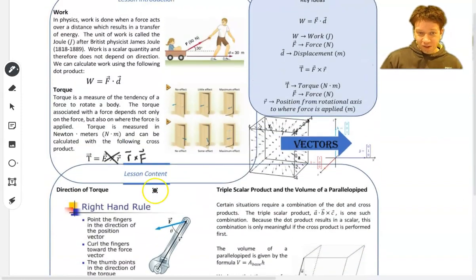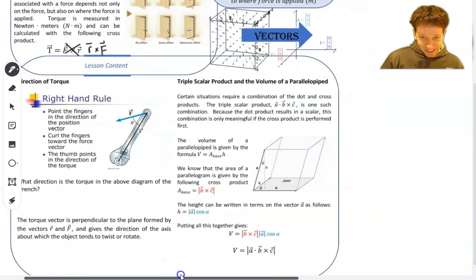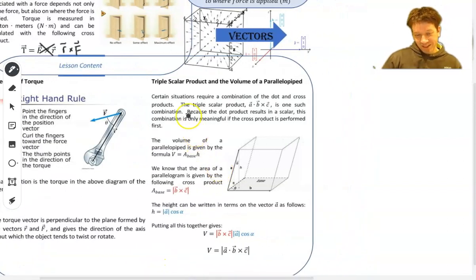Okay, so those are the two examples that we're going to go over for the dot product for work and for torque for our cross product. And we'll do some examples, but before we do that, I want to sort of expand on what we did yesterday. So yesterday we used the cross product to determine the area of a parallelogram. Well, now we have a parallelepiped and we want to determine the volume.